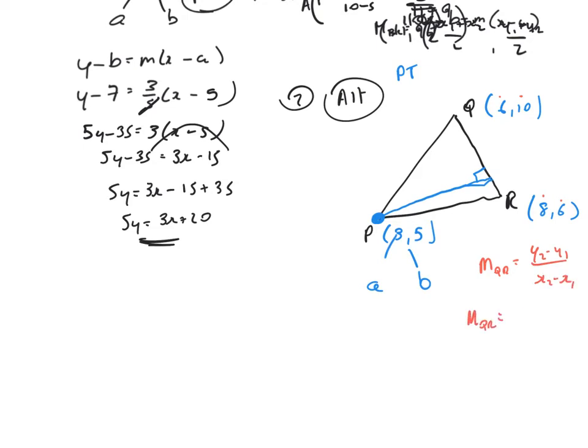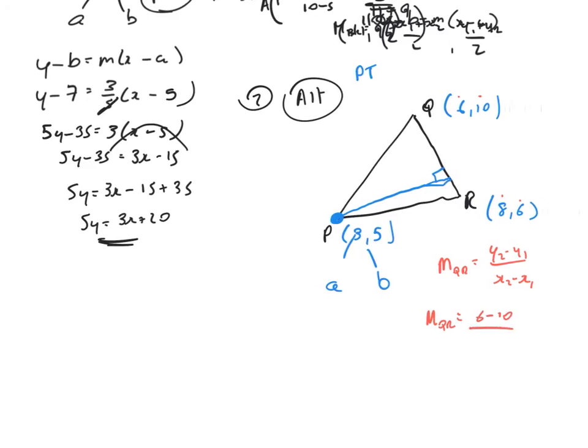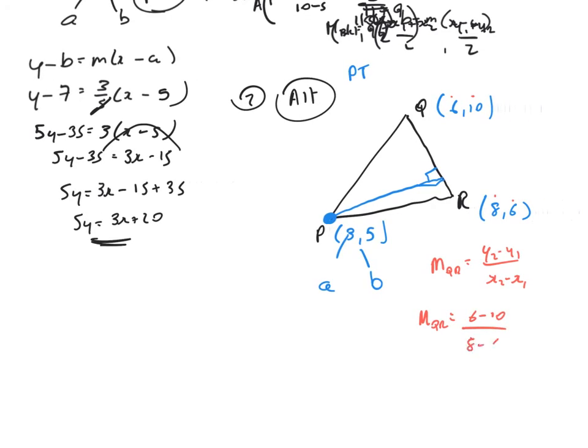Okay, so that's going to be 6 minus 10 over 8 minus 6. 6 minus 10 is minus 4. 8 minus 6 is 2. Don't leave it as a fraction, simplify it right down. Minus 4 divided by 2 is minus 2.